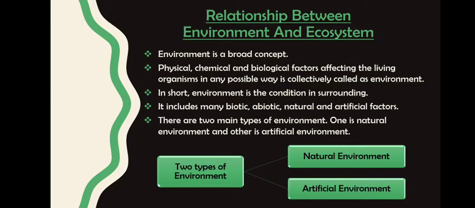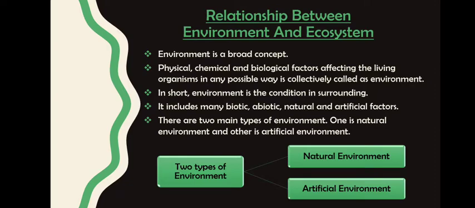Now let us see the relationship between environment and ecosystem. Environment, if we see, is a very broad concept. Physical, chemical and biological factors affecting the living organisms in any possible way are collectively called environment. In short, environment is the condition in the surroundings. It includes many biotic, abiotic, natural and artificial factors.